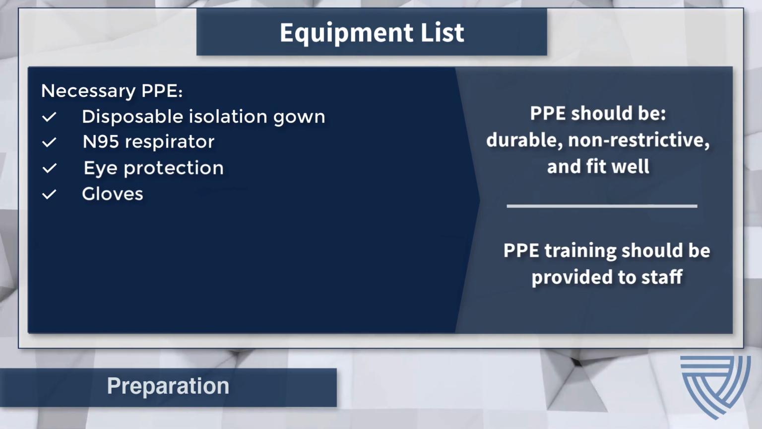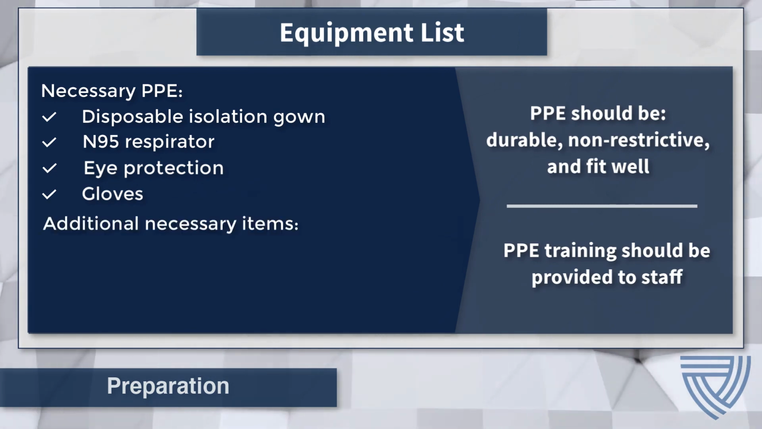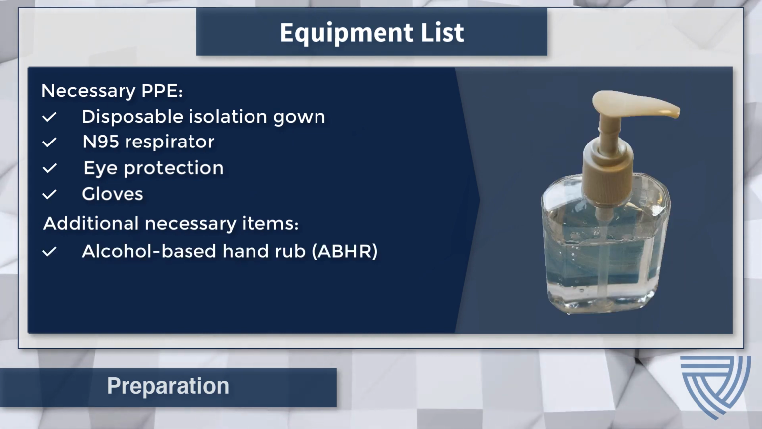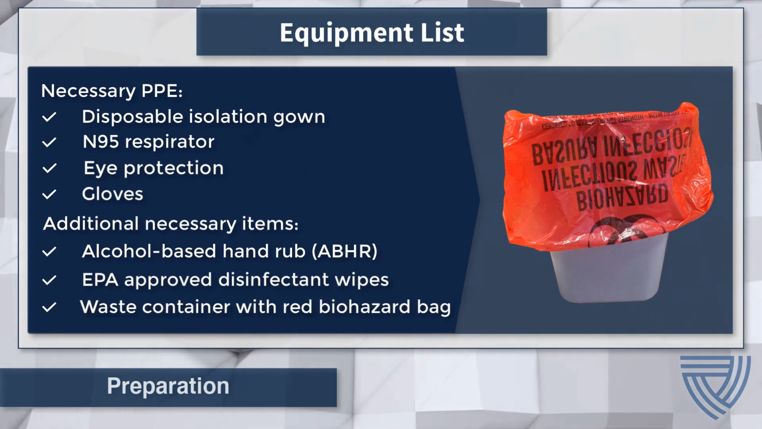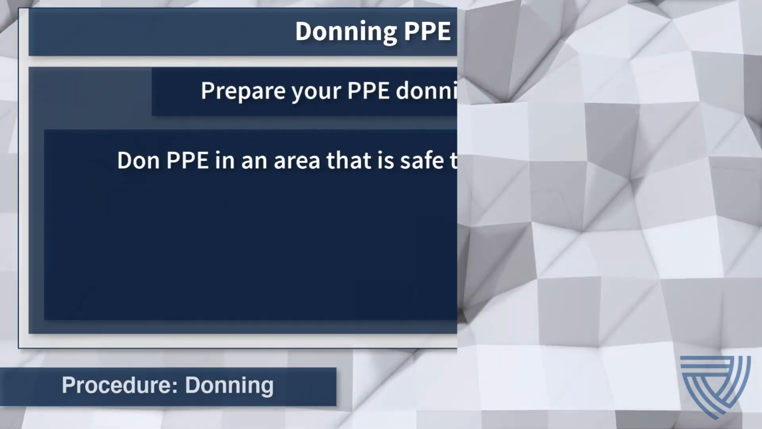Training on the correct use of PPE should be provided to staff. Additional items that will be required include alcohol-based hand rub, EPA-approved disinfectant wipes, and a waste container lined with a red biohazard bag.